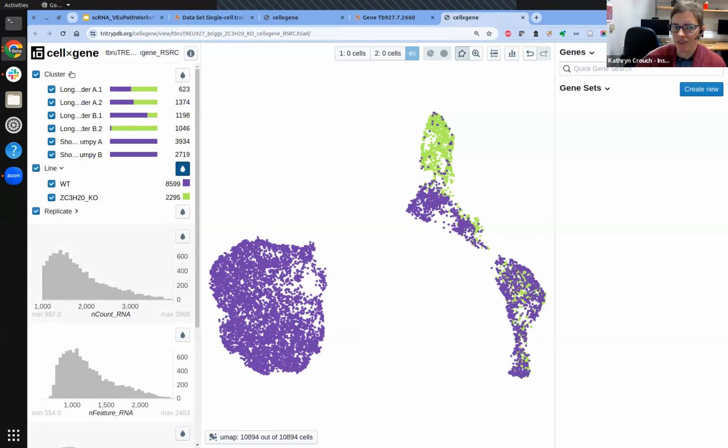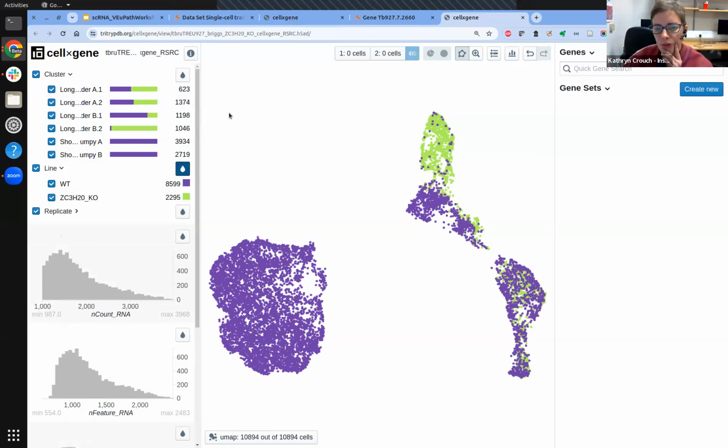If I open the cluster, you can confirm that this is happening. So we can see that actually none of these knockout cells are in the Stumpy A or Stumpy B cluster. Almost all of the members of this long slender B2 cluster are knockouts, and they're fairly even in the long slender A clusters.